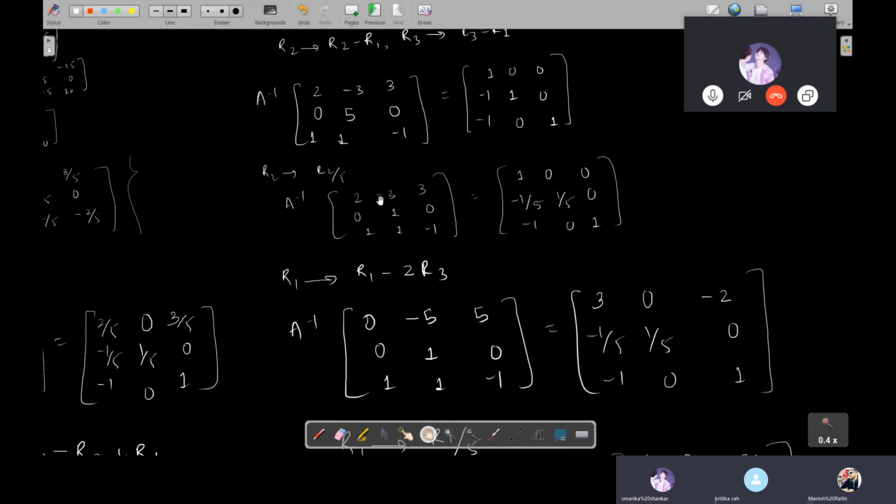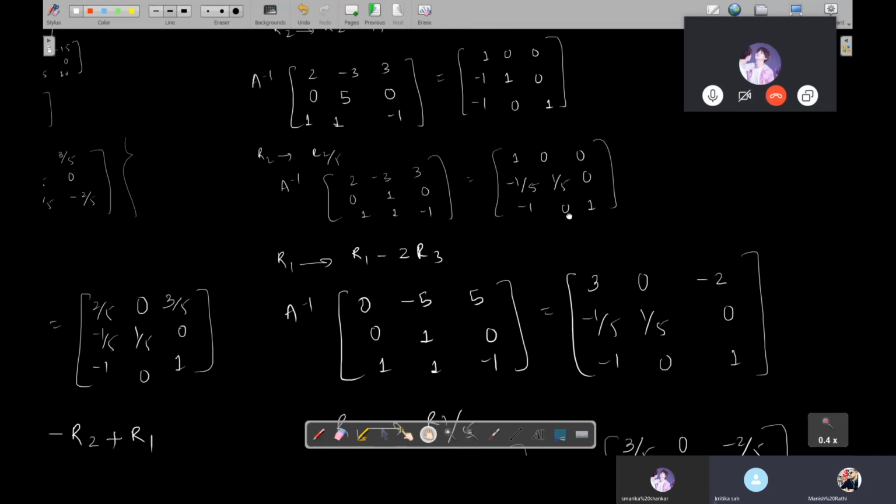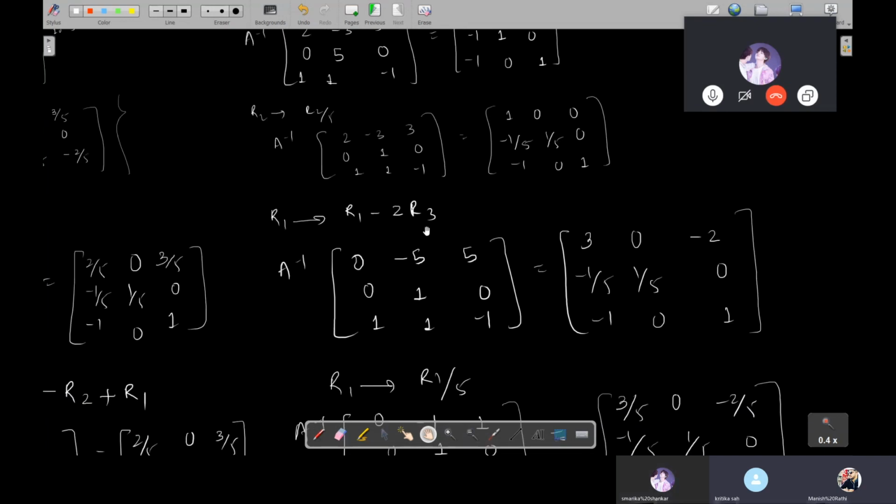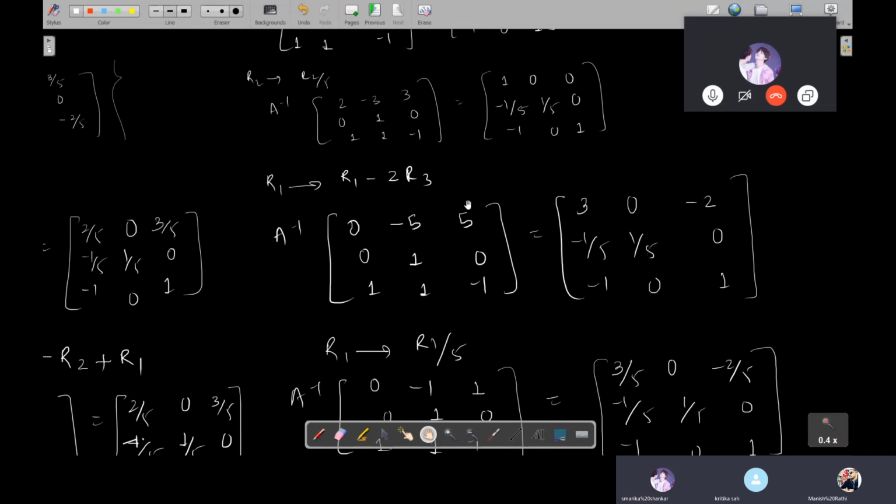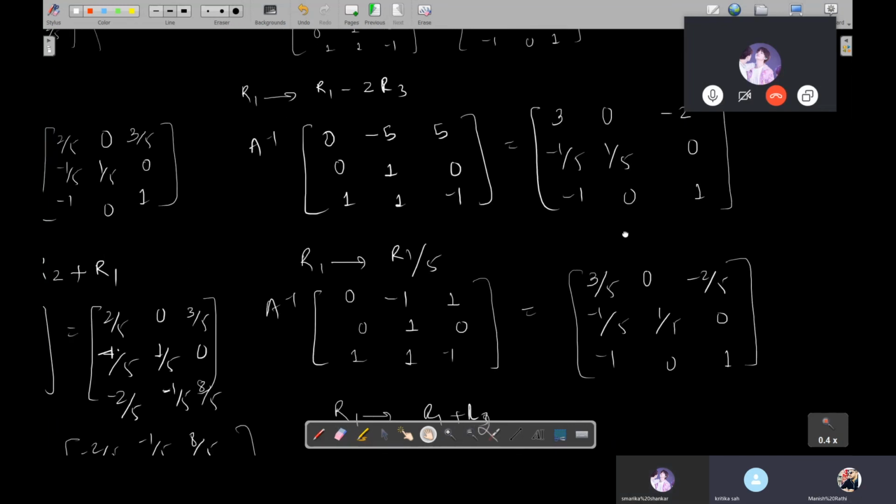R2 by 5 implies 2 minus 3, 3, 0, 1, 0, 1, 1, minus 1, 1, 0, 0, minus 1, 0, 1, as it is, minus 1 by 5, 1 by 5, 0. After that, we applied R1 changes to R1 minus 2 R3. That means, if you see over here, what will be the value? R1 minus 2 R3: 2 minus 2 is 0, minus 3 minus 2 is minus 5, 3 plus 2 is 5. The rest of the elements are as they are. Similarly here, R1 minus 2 R3: 1 plus 2 is 3, 0, and 0 minus 2. So this step is also right.